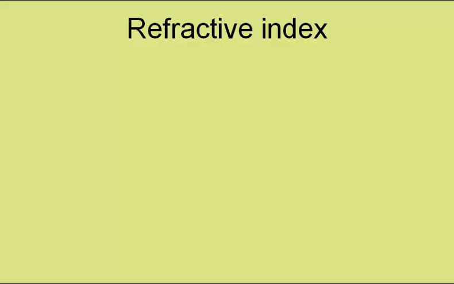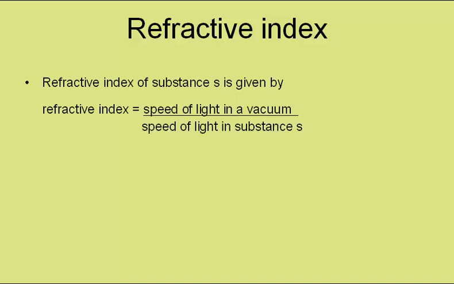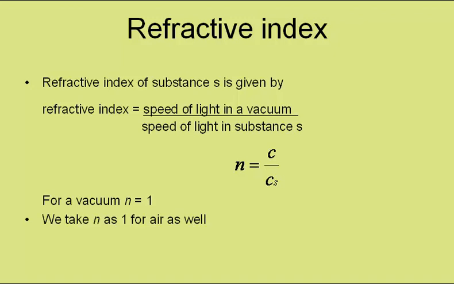The amount of refraction is given by what's called the refractive index. The refractive index of a substance S is given by the speed of light in a vacuum divided by the speed of light in substance S. Or in symbols we can write that the refractive index N is equal to c, the speed of light in a vacuum, over c sub S, the speed of light in substance S. For a vacuum, N is equal to 1, and we assume that N is 1 for air as well.